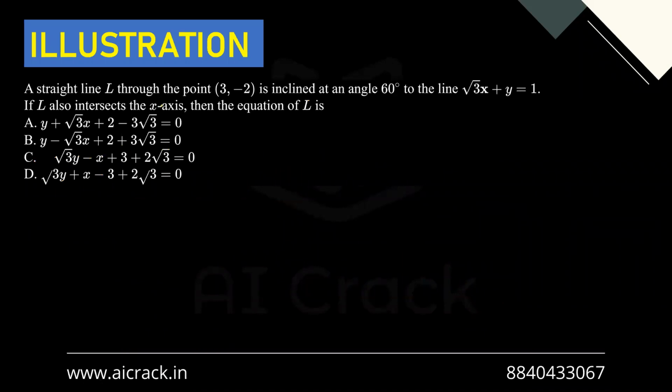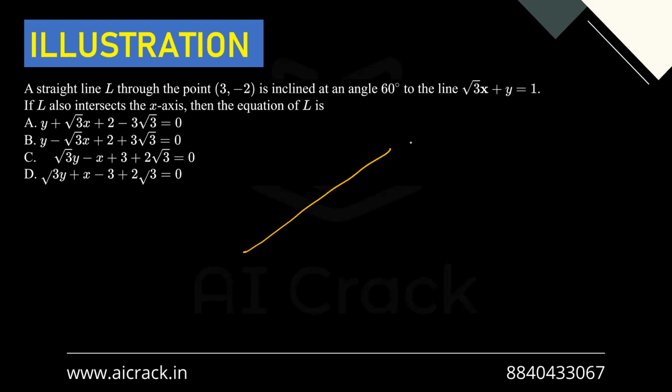Now let's look at one more question. A straight line L through the point (3, minus 2) is inclined at an angle of 60 degrees to the line root 3 x plus y equals 1. If L also intersects the x-axis, then the equation of line L is. So that is again just a replica, with some more information, of the previous question, right?